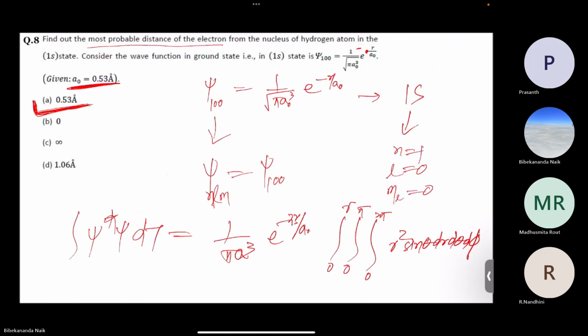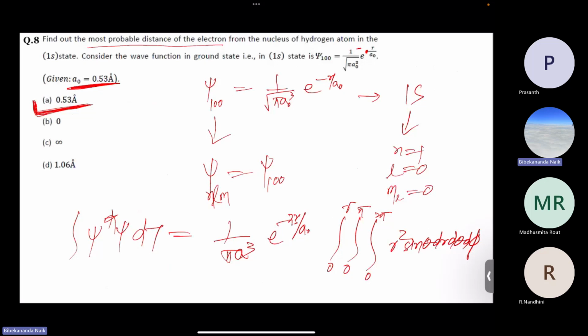Here, sir, the question was, let me explain it once again. What will be the most probable distance of the electron from the nucleus in the hydrogen atom in the 1s state? In order to determine the most probable distance, we need the wave function, and the wave function of the 1s state was given.